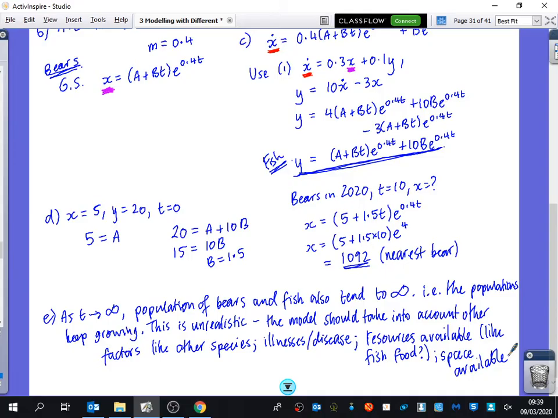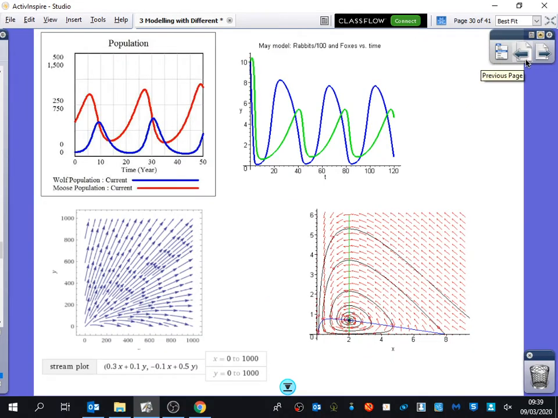Space available is a classic one, because you can't have this small island in Canada that's going to have 8 million bears in it, because the island will be taken over. So if we know that the population is going to grow forever, is it going to look like either of these two? No, it's not going to look like either of these two.